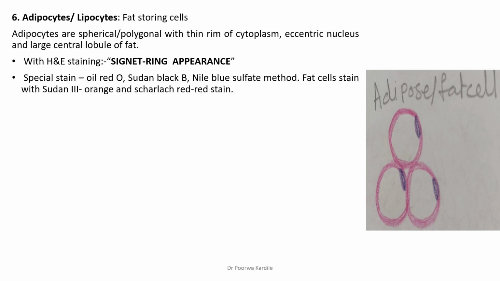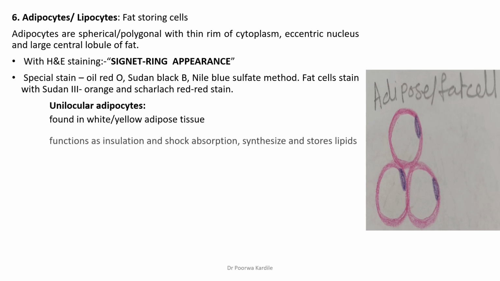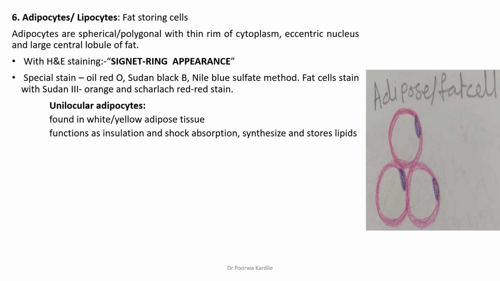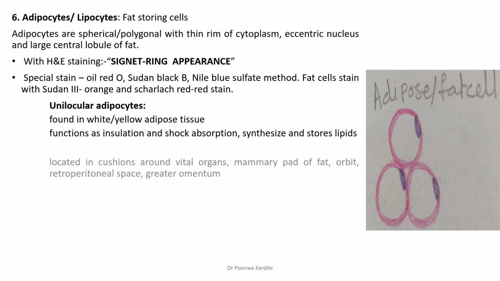We can use special stains to visualize the adipocytes, like Sudan black B stain, and the cells also stain with Sudan 3, taking an orange color. Adipocytes can be unilocular or multilocular. Unilocular adipocytes are also known as white or yellow adipocytes. We commonly observe these under the microscope, and they are present in the adult. Their function is insulation and shock absorption, and they also synthesize and store lipids.